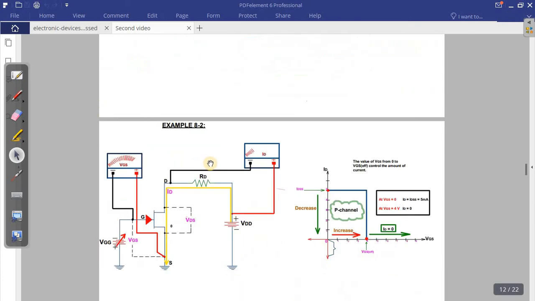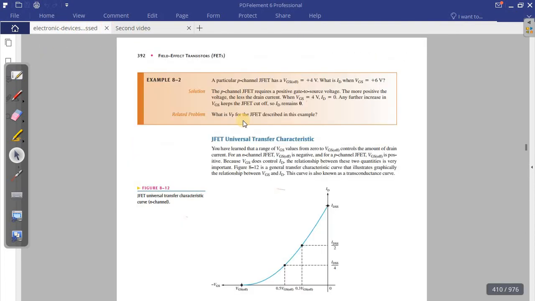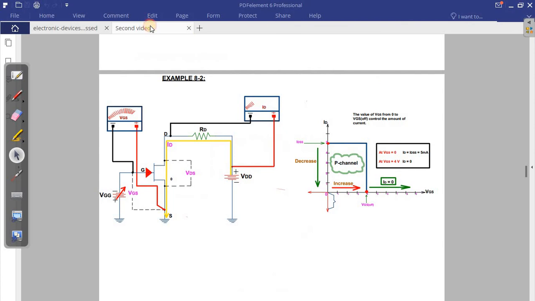So guys, let's solve now question 8.2. They say a particular device has VDS off equal to 4 volt. What is the value of ID when VDS is equal to 6 volt? Class, very easy. What did they say? They said the device operates between 0 and IDSS regarding the drain current, and regarding VDS it operates between 0 and VDS off.